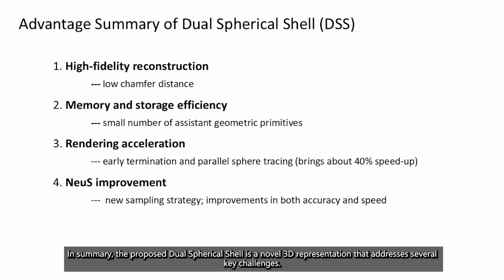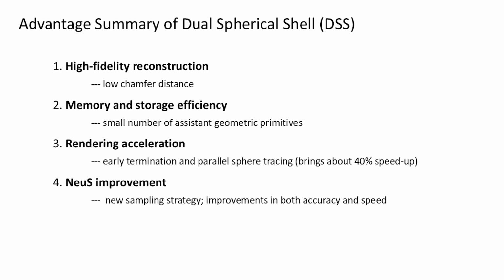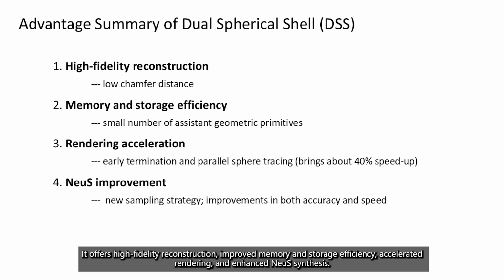In summary, the proposed Dual Spherical Shell is a novel 3D representation that addresses several key challenges. It offers high-fidelity reconstruction, improved memory and storage efficiency, accelerated rendering, and enhanced NeuS synthesis.